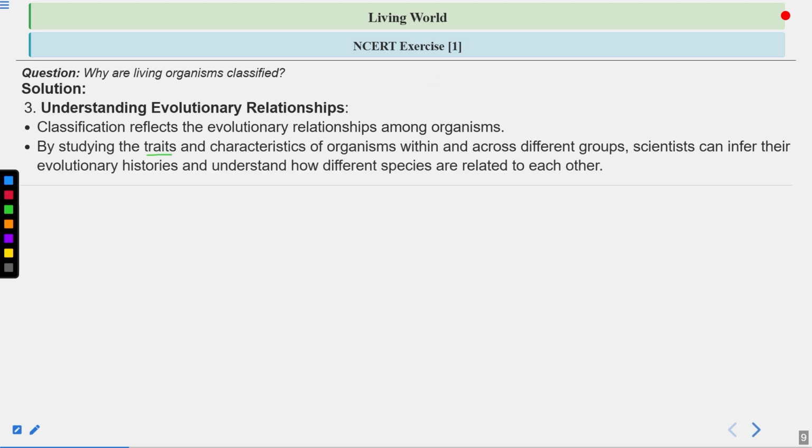Now, by studying the traits and characteristics of the organisms within and across different groups, scientists can infer their evolutionary histories and understand how different species are related to each other. So, if you know about the traits and characteristics of an organism, then you can infer their evolutionary histories or evolutionary relationships. You can tell about their ancestors. This might be the ancestor of that organism which exists today.